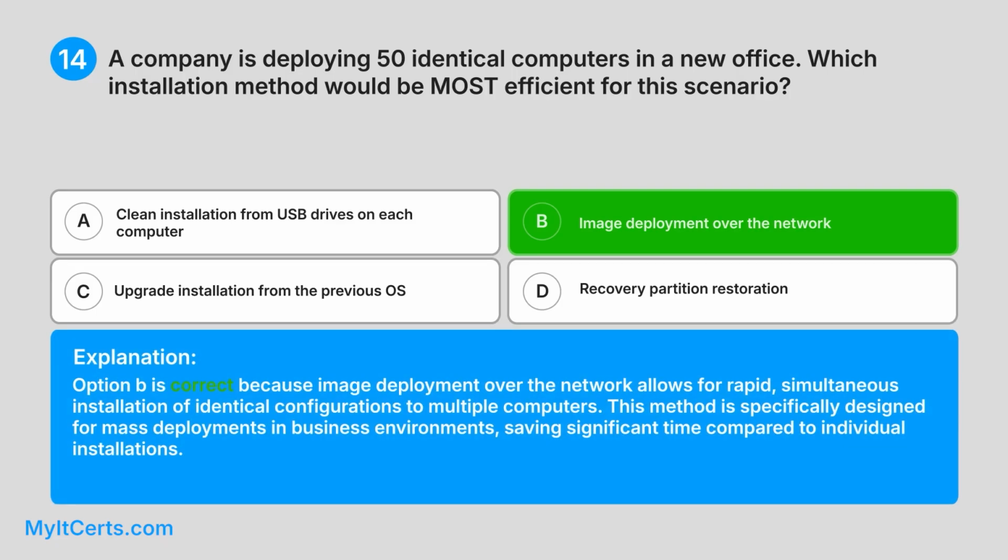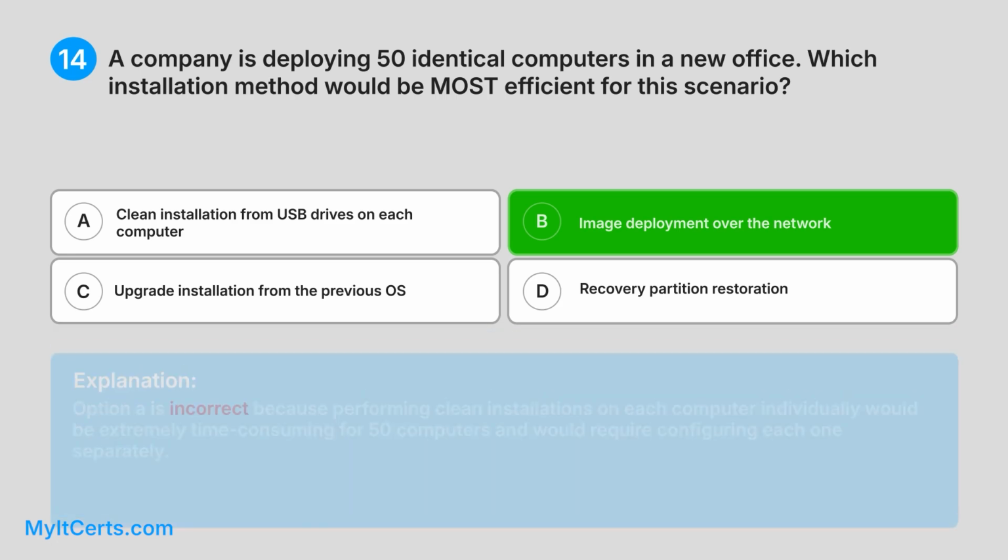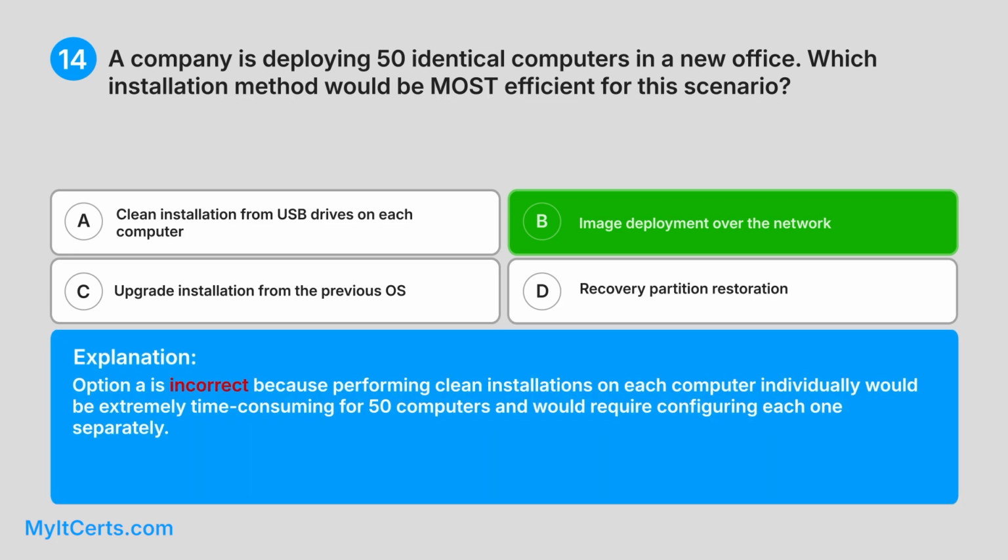Explanation. Option B is correct because image deployment over the network allows for rapid, simultaneous installation of identical configurations to multiple computers. This method is specifically designed for mass deployments in business environments, saving significant time compared to individual installations. Option A, clean installation from USB drives on each computer, is incorrect because performing clean installations on each computer individually would be extremely time-consuming for 50 computers and would require configuring each one separately.